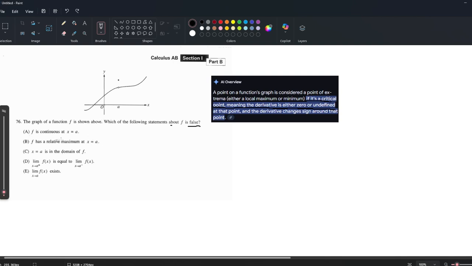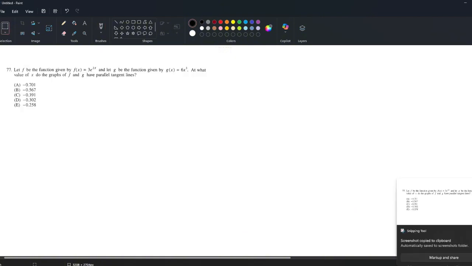Okay, now for A, I was talking about continuity, and at this point, f is not continuous, so A has to be the answer because there's a hole in the function, so that means it's not continuous. So our answer is just A.